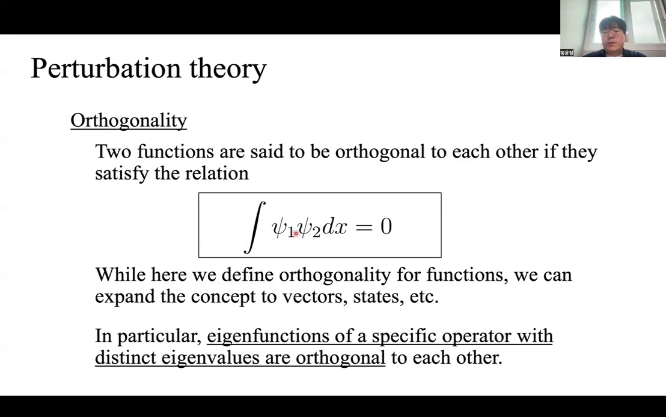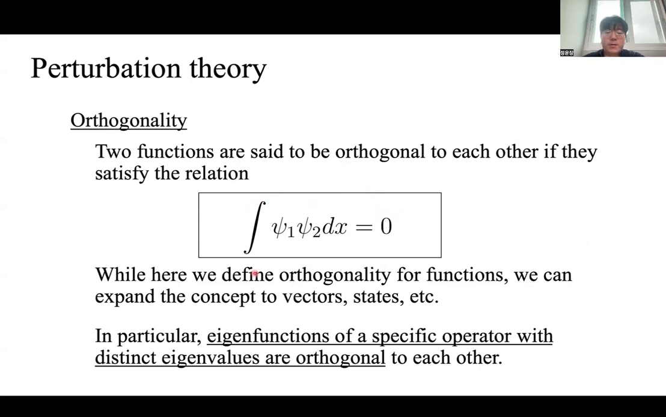Equation-wise, what it means is if I have two functions, or two vectors, and I take the dot product, or multiply them and take the integration, and I get a value of 0, this means that the two functions or two vectors are orthogonal to each other. This equation is useful because in math, we always want something to reduce to 0.